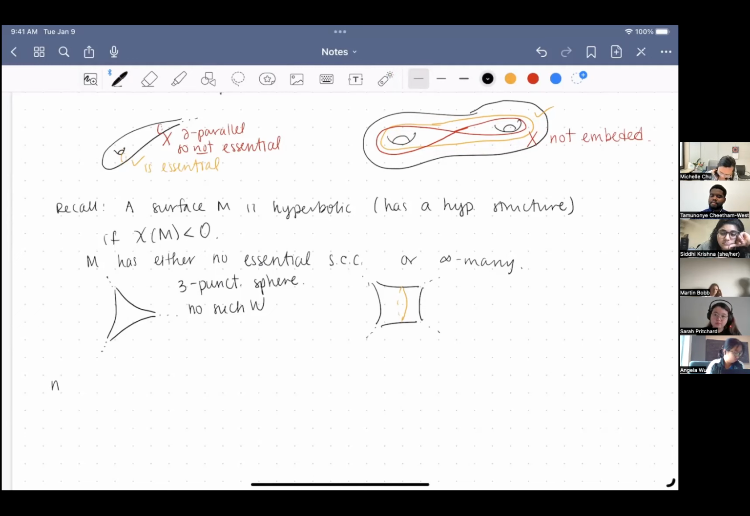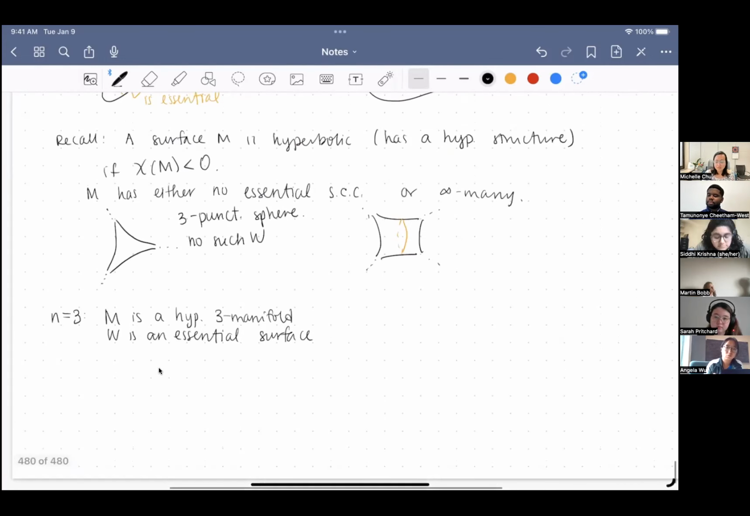Well, what about when n is equal to 3? So now M here is a hyperbolic 3 manifold, and W is an essential surface. Okay, so if you're a low dimensional topologist or 3 manifold topologist, or just a geometric topologist in general, you will have known that there's been quite a lot of history to studying essential surfaces in 3 manifolds, and they have helped us understand a lot of what's going on. In particular, three manifolds that contain essential surfaces are called Haken manifolds.